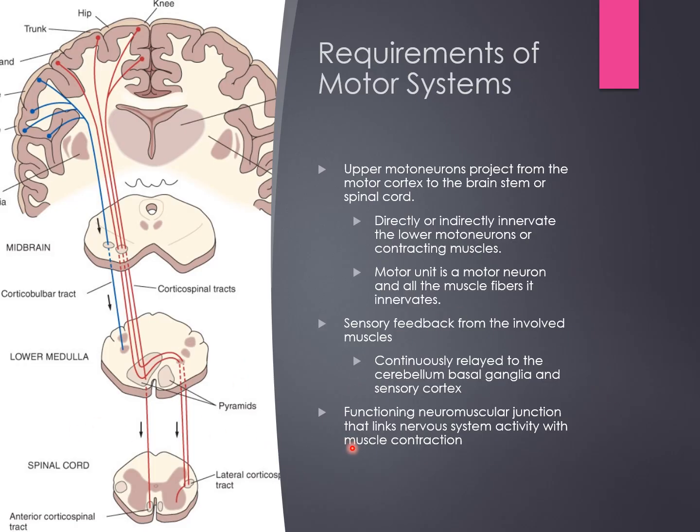And we also need a functioning neuromuscular junction that provides that link between the nervous system and the activity of muscle contraction. So we need that spot where the neurons connect to the muscles that actually do the work of contraction and movement.